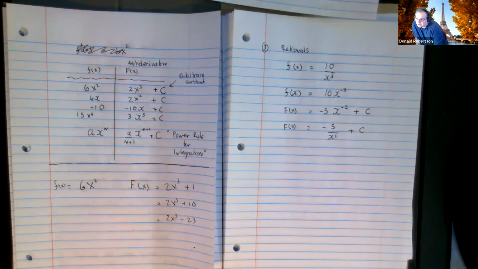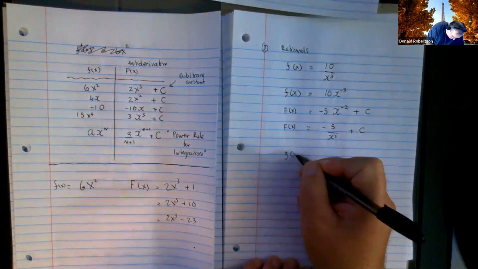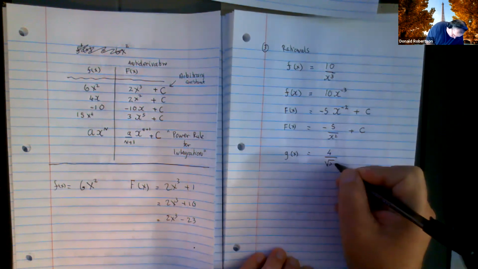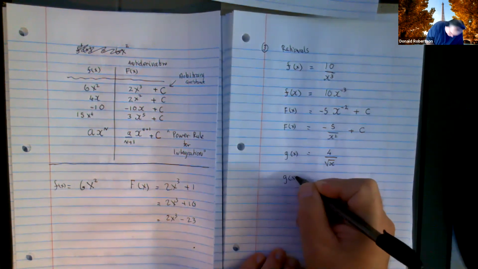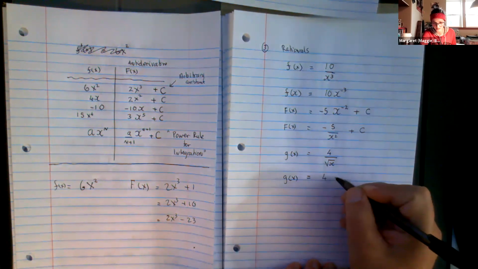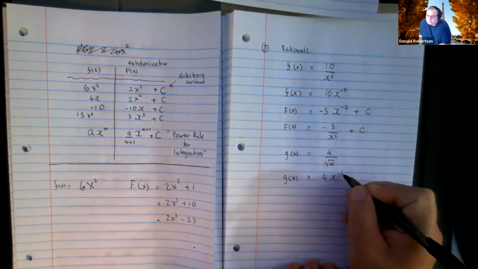Does that make sense? How we tackled that rational? Try another one. Right, this one's a little bit sneakier, but it's still technically a fraction, so it's a rational. What do you think I'm going to do? Would you write it as 4 times x to the -1/2? You would, you nailed it.